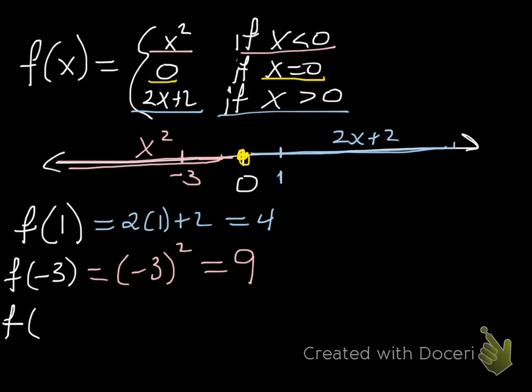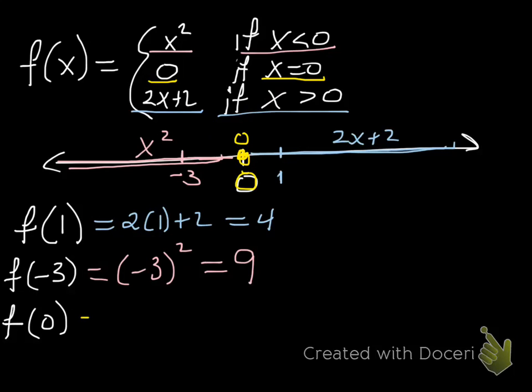Then finally, they ask us to find f of 0. So where does 0 live? Is it less than 0? No. Is it greater than 0? No. It's equal to 0. So when the x is equal to 0, the output of the function is just 0.